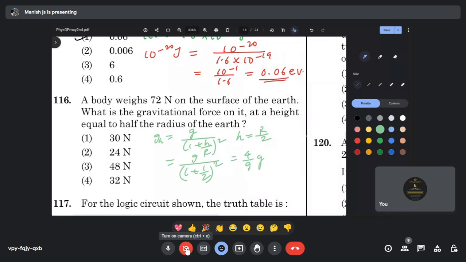Which is nothing but 4 by 9 g. So 4 by 9 g is nothing but 4.44 meters per second square. Okay, so that is your value of g.